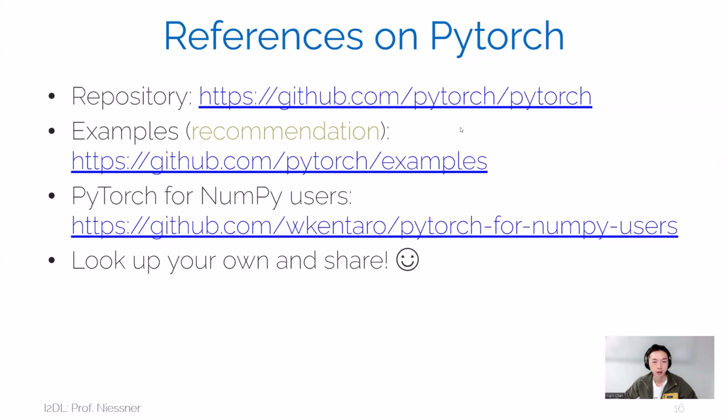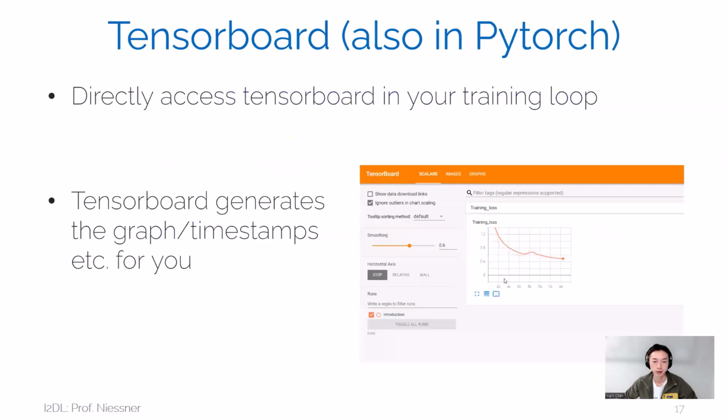I also recommend you get familiar with some examples provided by PyTorch. It can be very helpful. It already has some examples of how to train a neural network, and you can also read PyTorch for NumPy users, and then you can look up your own and share it with your classmates. Okay.